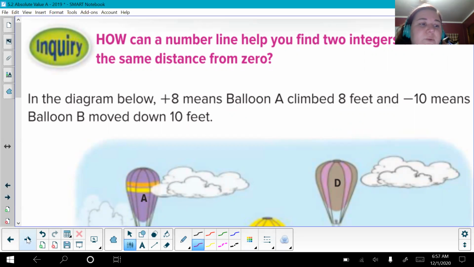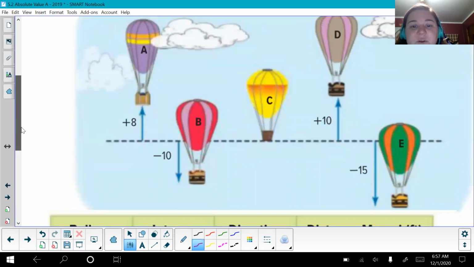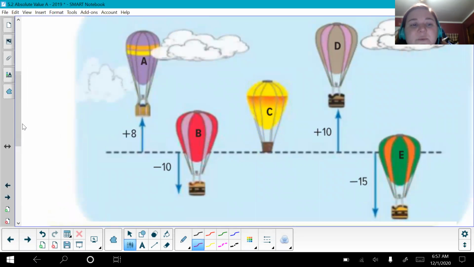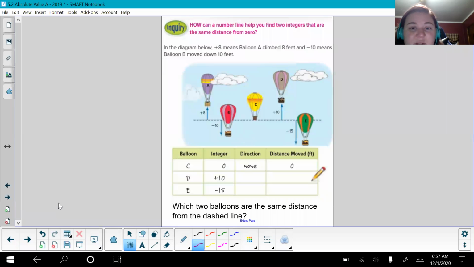If you look at these balloons, I have a couple of different balloons at different heights. Balloon A is at +8, B is at -10. This line right here means 0, so C is at 0, D is at +10, and E is at -15. Now I'm going to make this an entire page so we can actually see the questions here.